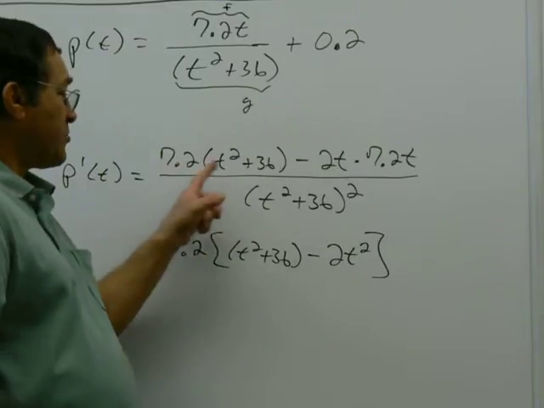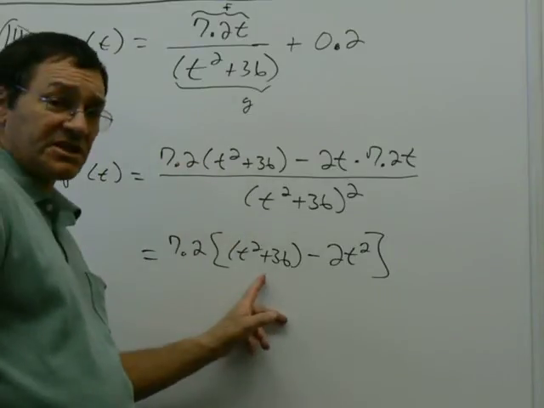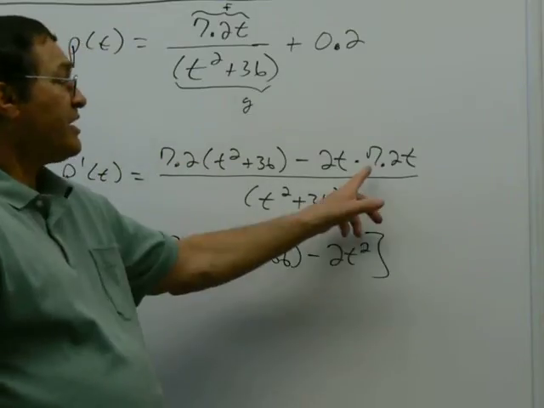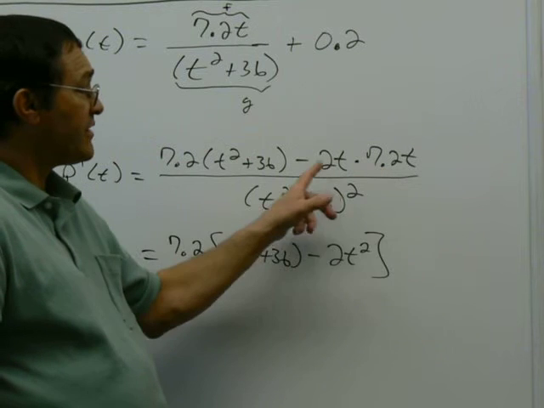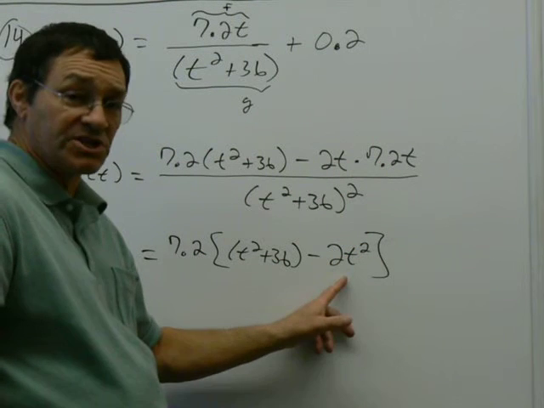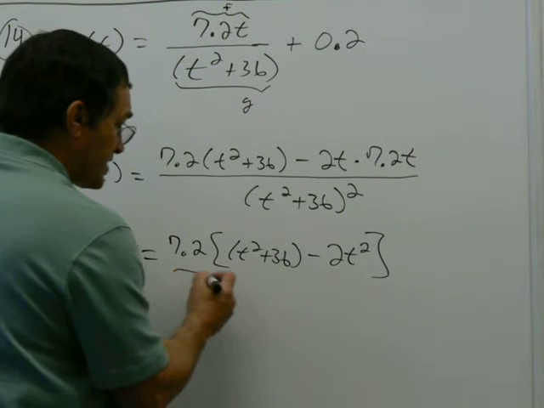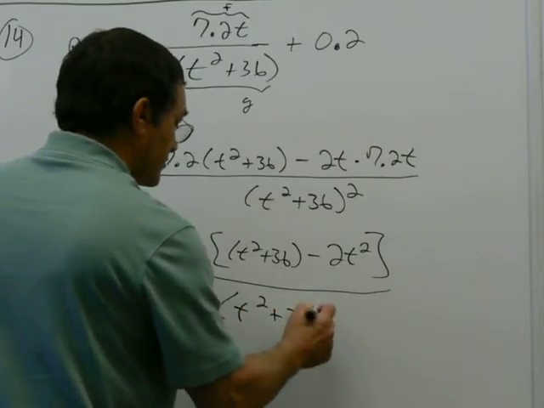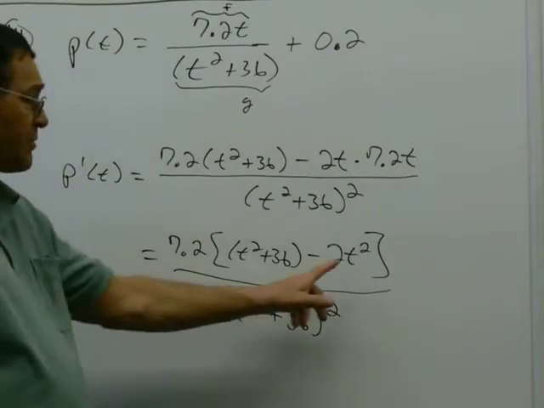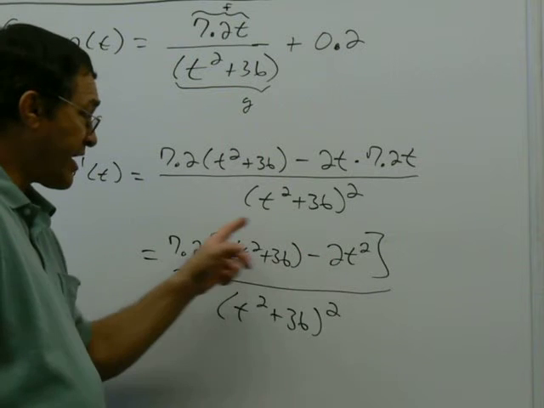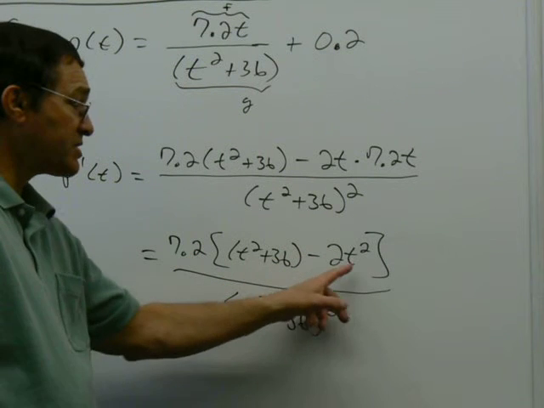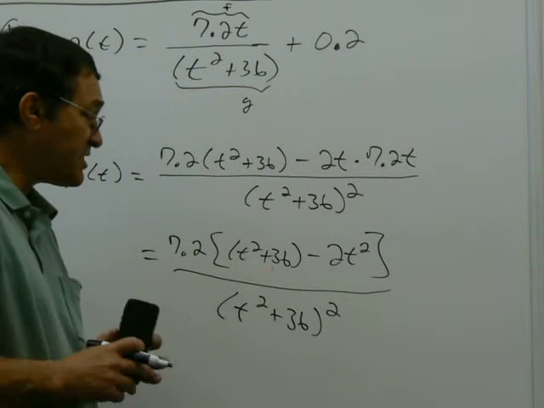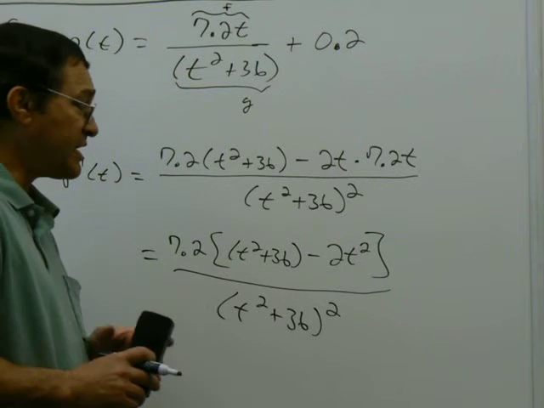Of course, when I factor 7.2 out of this first term, you see how I get the t squared plus 36. Right here, if I factor 7.2 out, I still have a 2 times t, and that's where the 2t squared came from. And that's all over my denominator. And now I'm going to combine my terms inside the brackets here. t squared minus 2t squared is going to be negative t squared. I'm going to have 36 minus 1t squared.